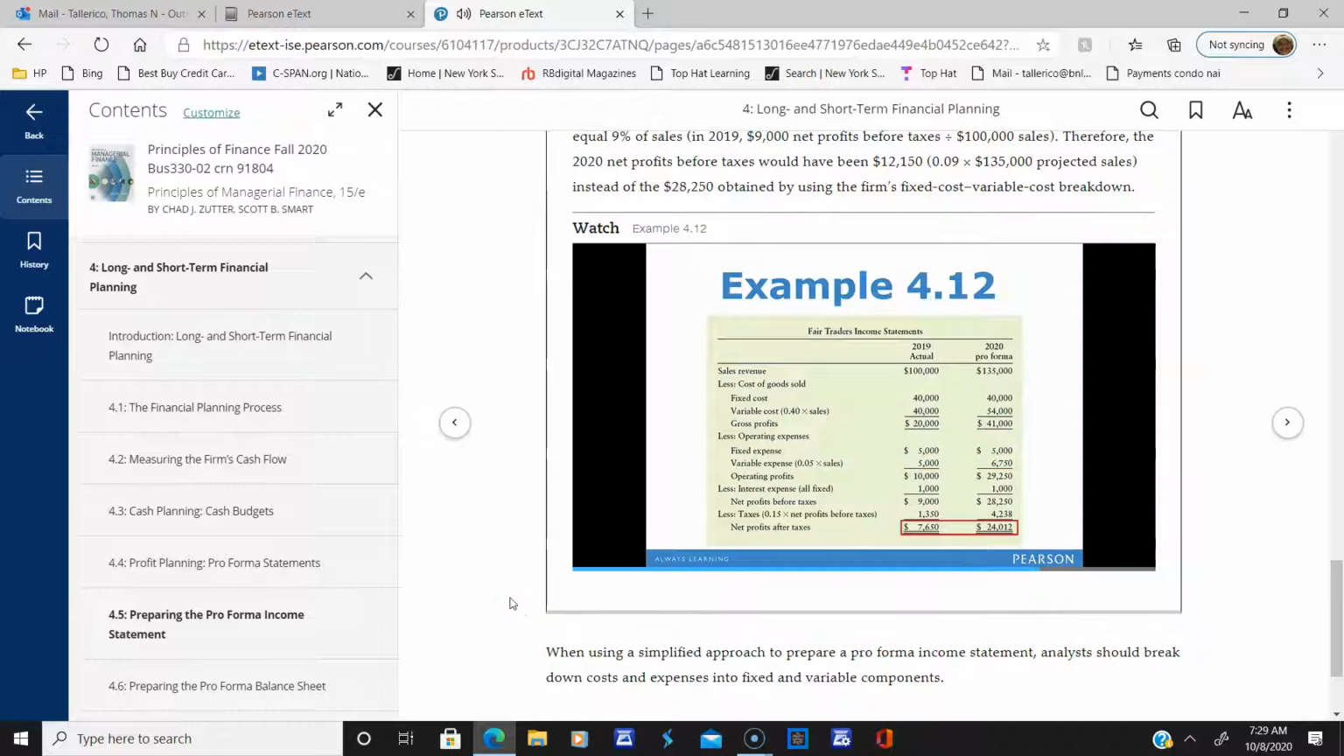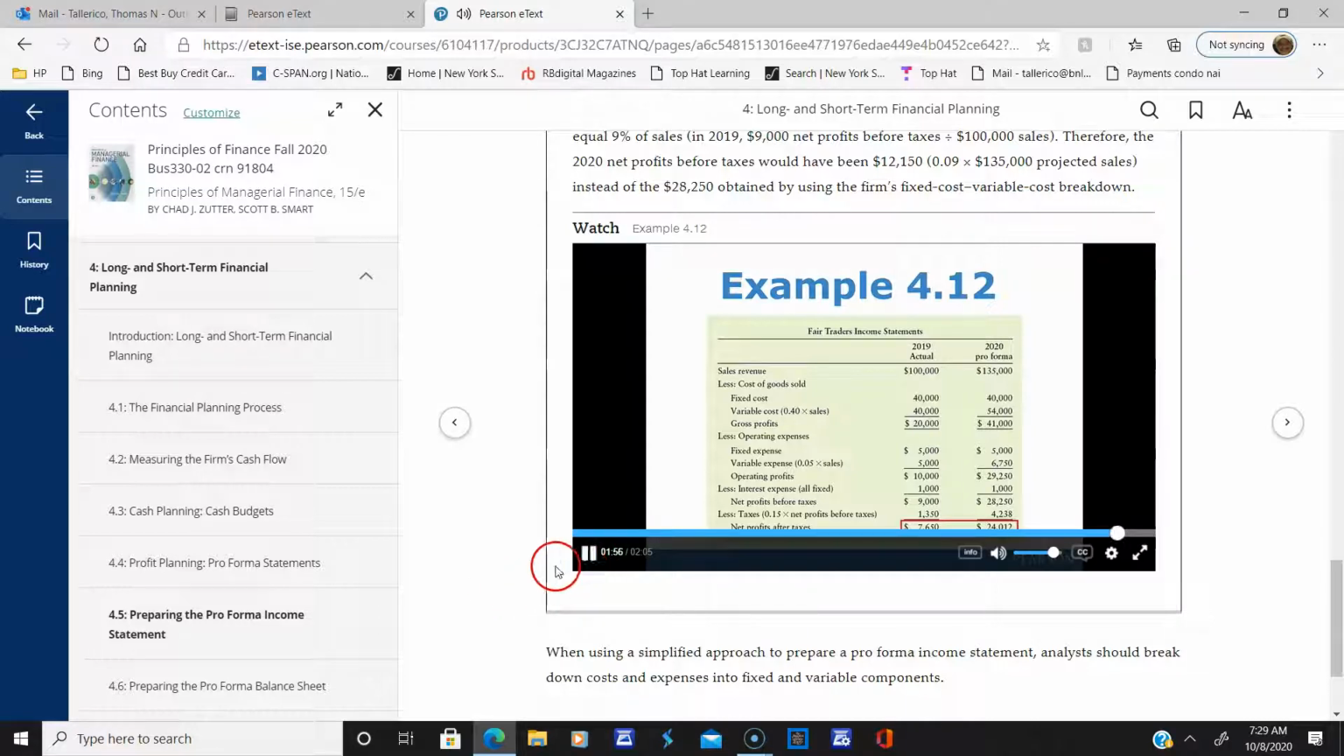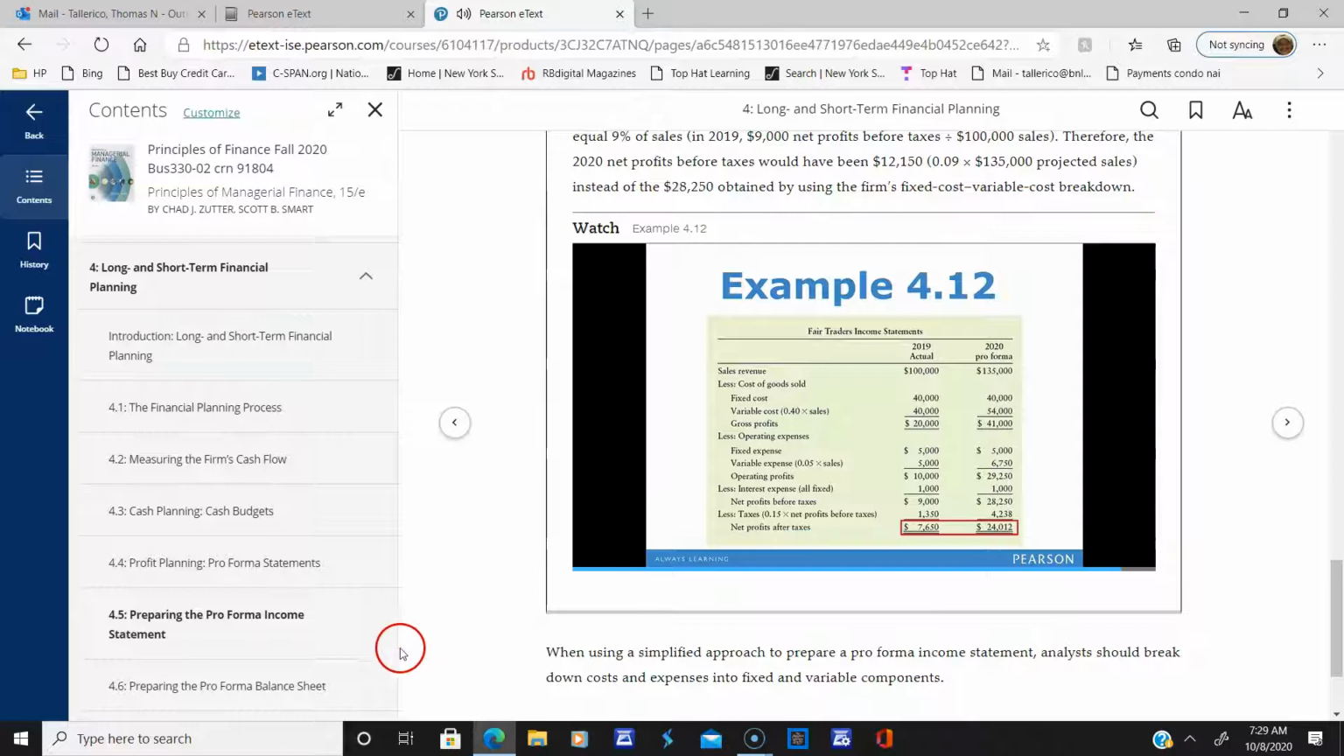Now, holding constant the fixed cost items and letting the variable costs and expenses grow with sales of 35%, we see that Fair Traders' increase in profits is much higher than 35%. Fair Traders' forecasted profits more than triple in response to the forecasted increase in sales. By modifying the percentage of sales approach to allow for some costs to vary and some to remain fixed, we get a better projection of the firm's future performance.